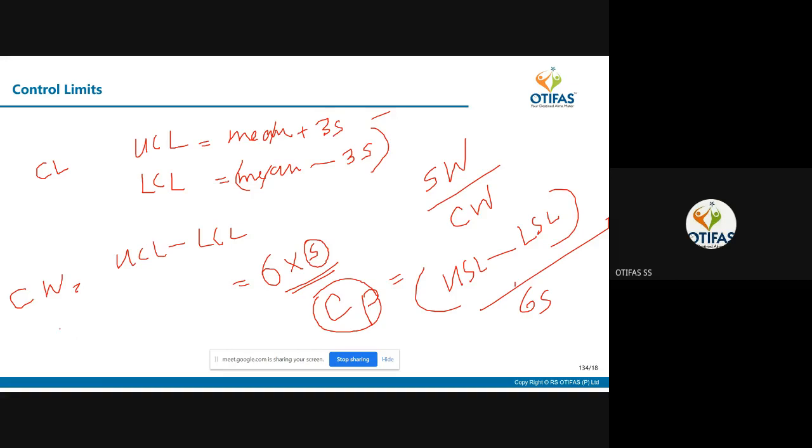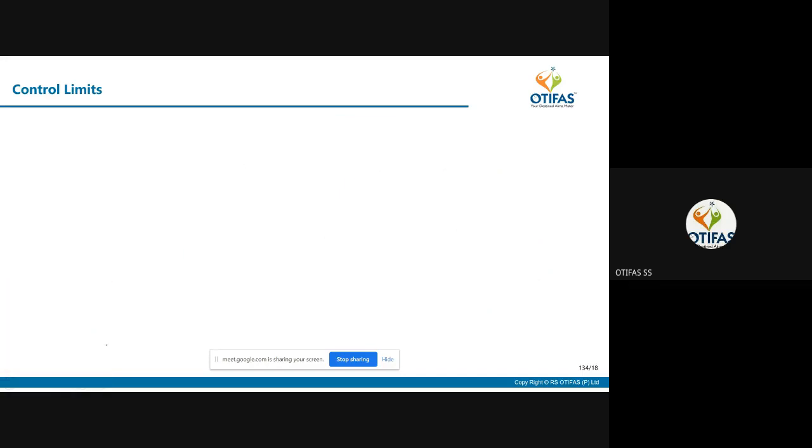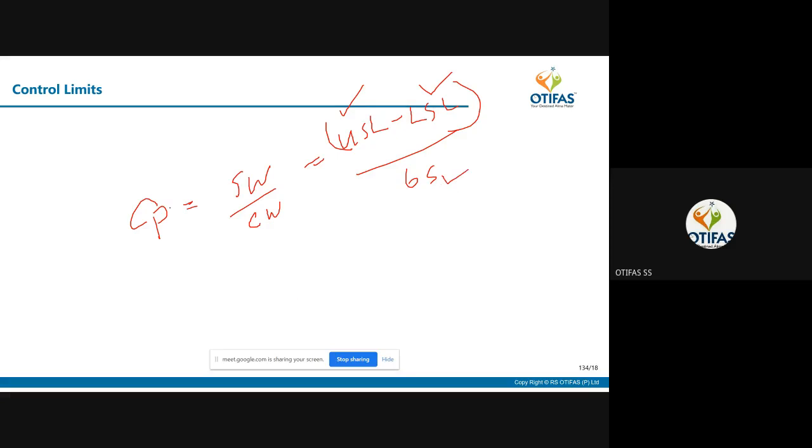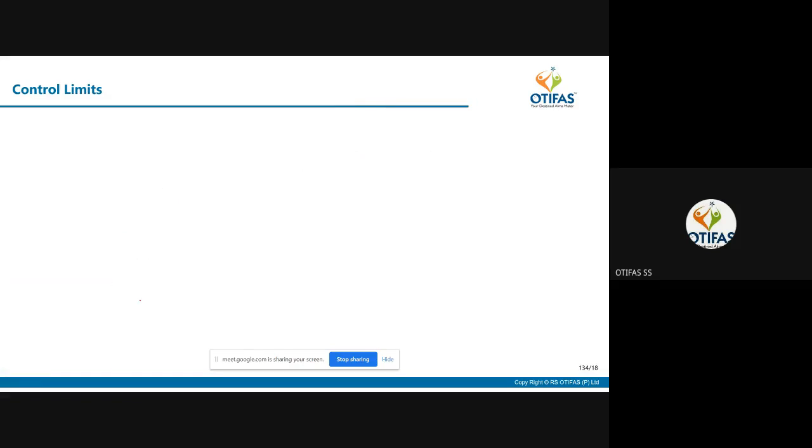Now, there is another index called CPK. CPK is for finding out whether the process is centered. So CPK is the real process capability. We will discuss CPK in the continuing slides, but let us first understand CP, process capability. So the process capability CP is equal to specification width divided by control width, that is USL minus LSL divided by 6 times the standard deviation. So if you know your USL, your LSL, and your process standard deviation, then you can find out the CP, isn't it?